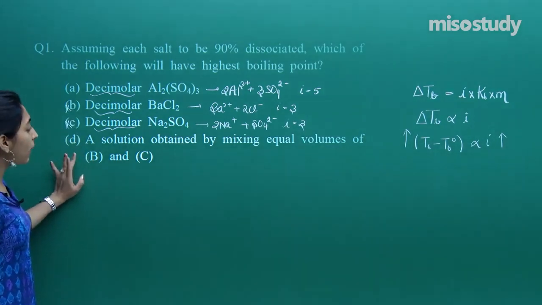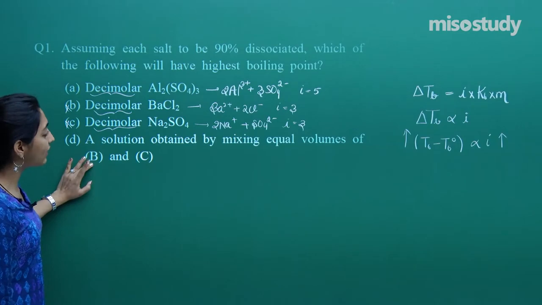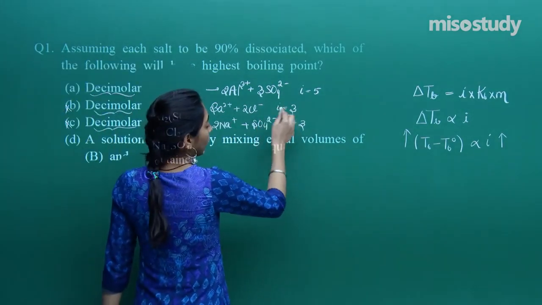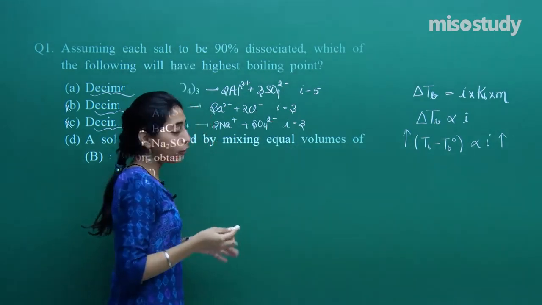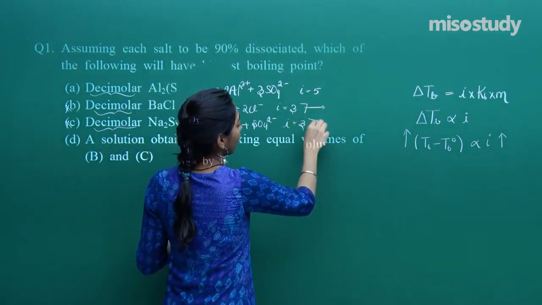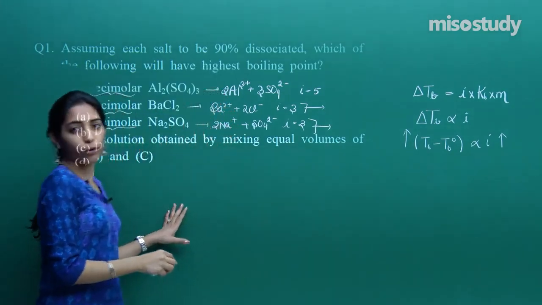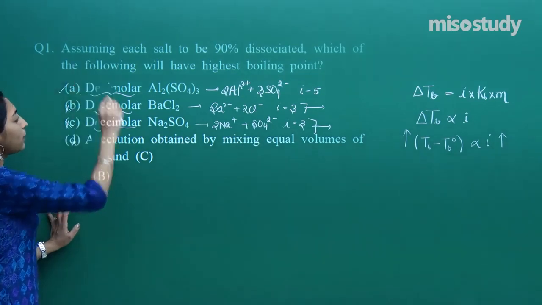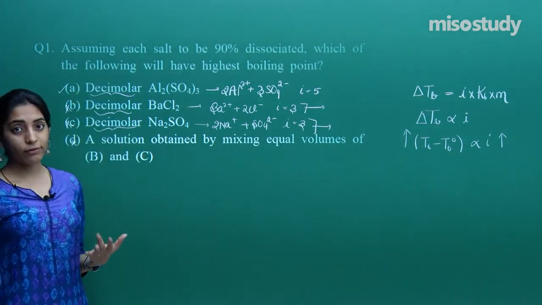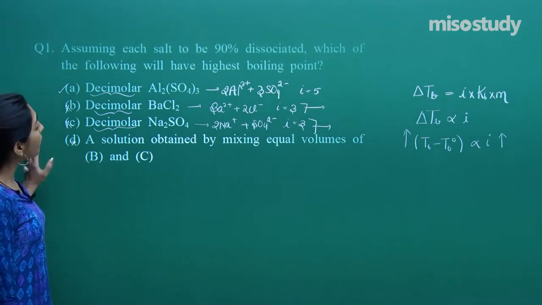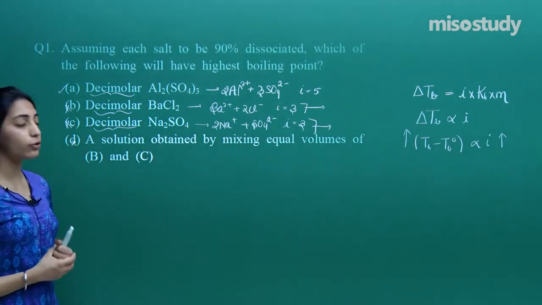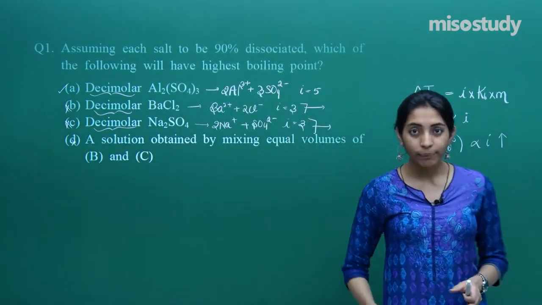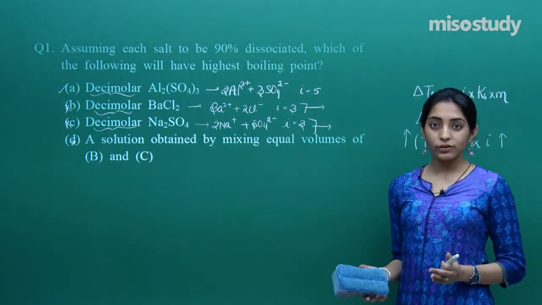A solution obtained by mixing equal volumes of B and C. When you mix equal volumes of B and C, you are mixing half volume of each, so overall it will come to 1.5 plus 1.5, which gives you 3. So again not this. So option number A, where the value of i is 5, the maximum value, will have the highest boiling point. So option number A should be the correct option for this particular question. Okay, this was a really easy but interesting question.